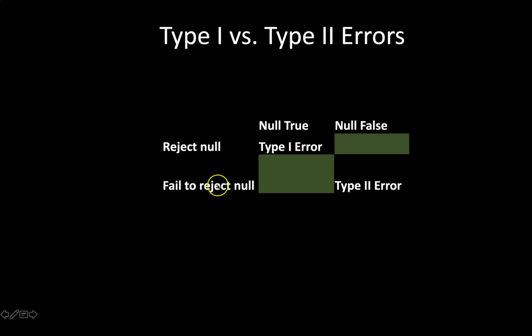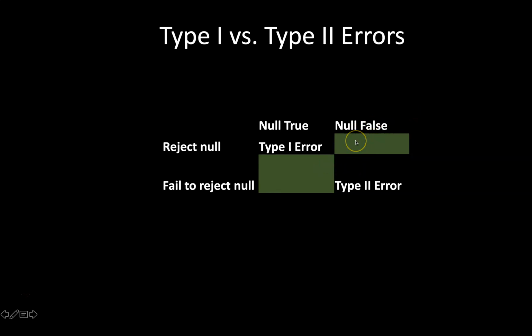Other possibilities: say you fail to reject the null hypothesis and the null hypothesis is true. Basically what that means is that you did a good job. The null hypothesis is actually true and you didn't reject it, so you didn't claim that there was an effect when there is no effect. So good job. Next, say you reject the null hypothesis when the null hypothesis is false. Well, that's perfect. What you're saying is that there's a difference between groups, and in the real world there actually is a difference between groups.